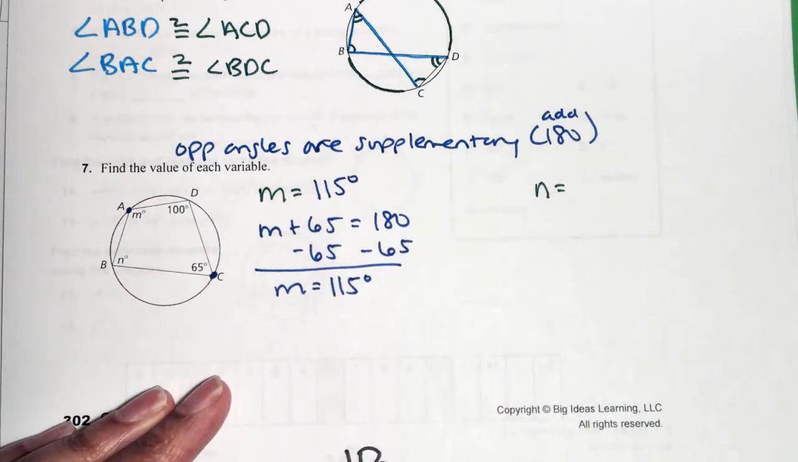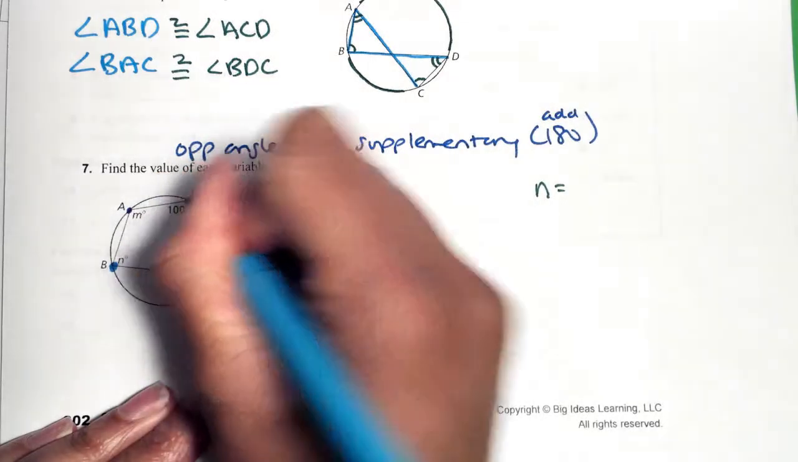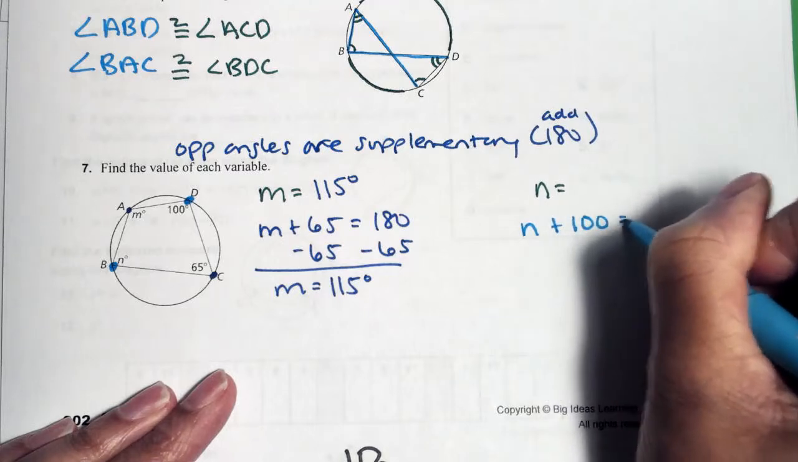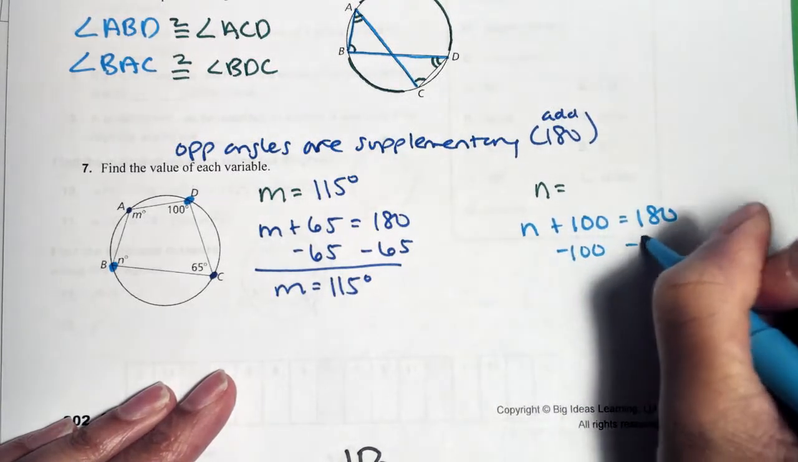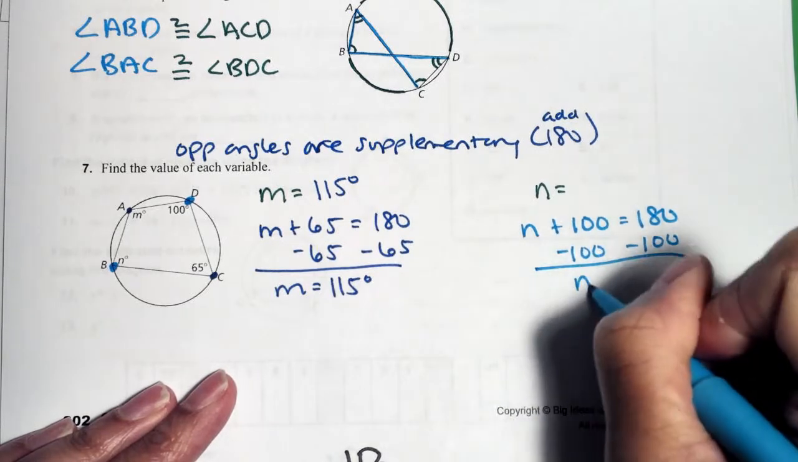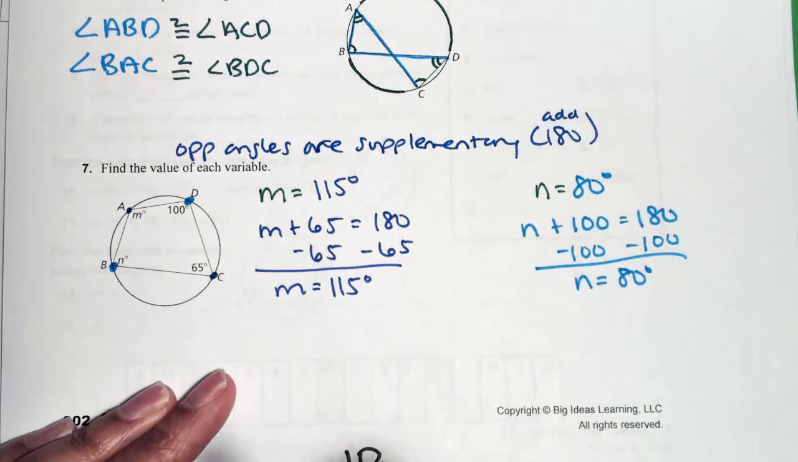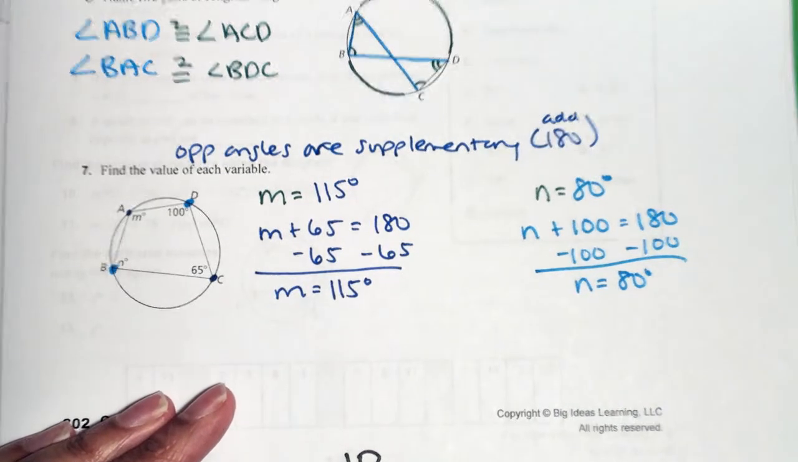Then I will do the same thing for N. What's opposite of B is D. So if I add N plus 100, I should get 180 degrees. I'm going to subtract 100 from both sides, and so N equals 80. And that is our last example for our extra practice.